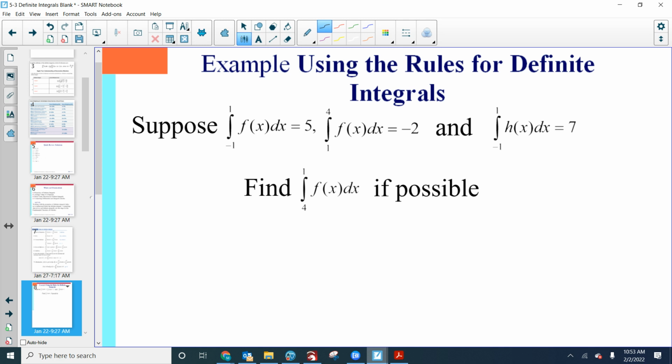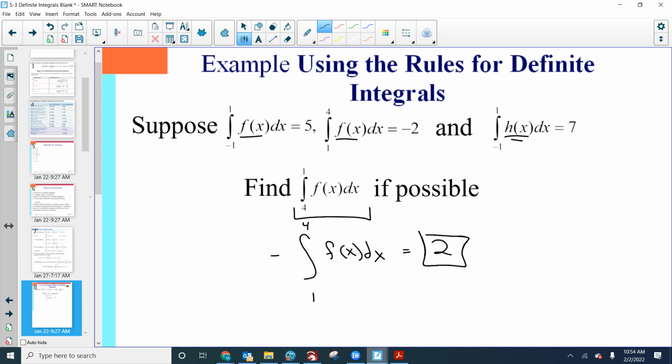Suppose the integral from -1 to 1 is 5, 1 to 4 is -2, and -1 to 1 under H. This one is under F, so we need to be careful. They're asking me about F. The integral from 4 to 1 looks wrong; it should be reversed. The integral from 4 to 1 is the opposite of the integral from 1 to 4. What was the regular integral from 1 to 4? -2. So the opposite of -2 is +2. Those are pretty easy if you know the rules.